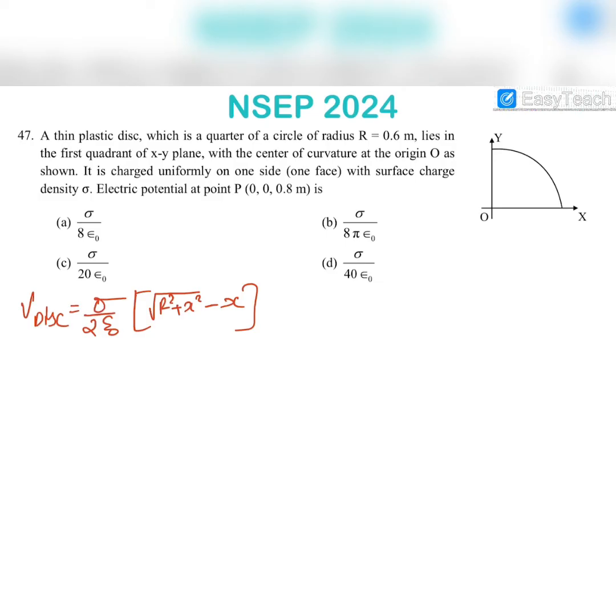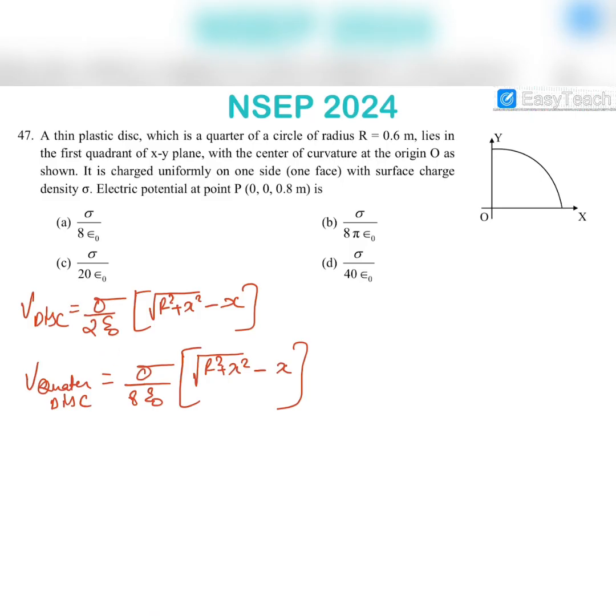Now obviously the formula of potential will remain the same for the quarter disk also, but due to the fact that this is a quarter disk, and we are given the formula for the complete disk, we can write that for the quarter disk this formula will be sigma by 8 epsilon naught. We are dividing it by 4. Now why have I divided it by 4? It is due to the fact that if I write down the sigma in terms of charge, then charge will be Q and area will be A.